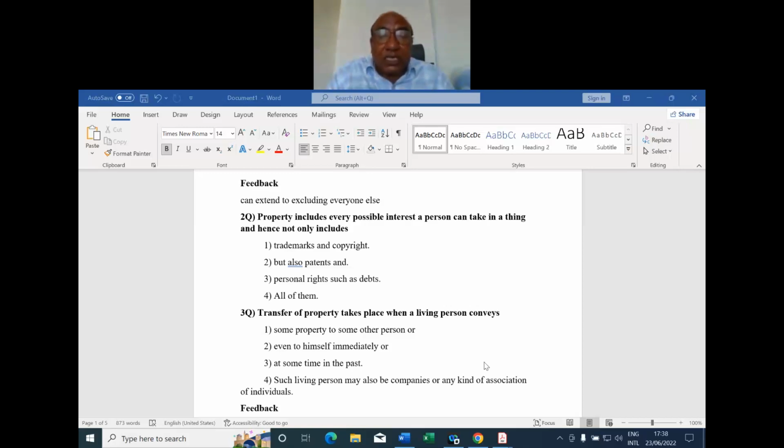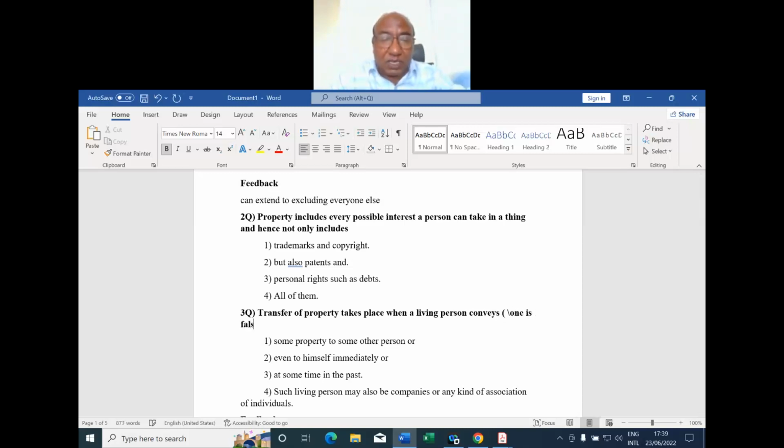Third question. Transfer of property takes place when a living person conveys, number one, some property to some other person, or number two, even to himself immediately or at the same time in the past. And fourth one, such a living person may also be companies or any kind of association of individuals. One is wrong here. One is false. What is that false?